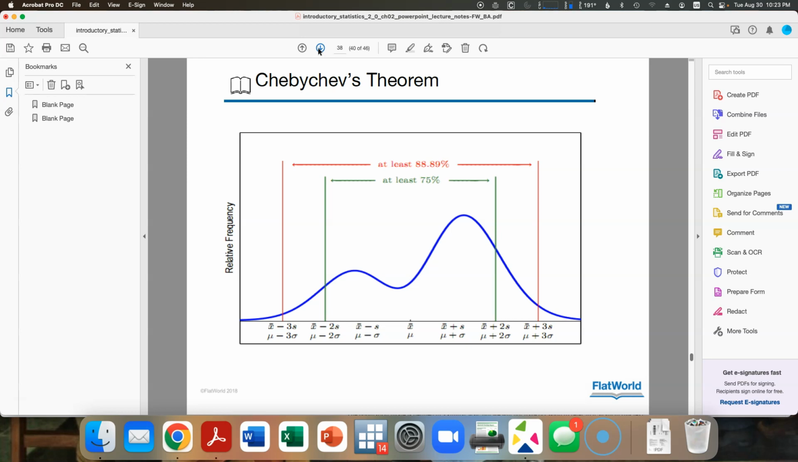And so that's what you kind of see here. So this would be used when you have a non-normal distribution. You can certainly use it for a normal distribution, but it really only becomes useful when you have a non-normal distribution such as this.